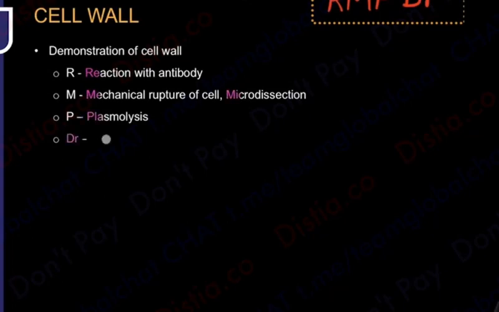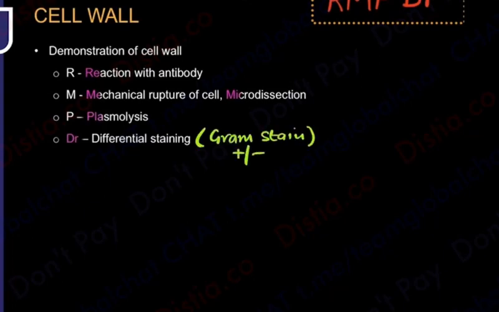What I do is doctor, that is differential staining. Differential staining means I do the gram stain to find out whether it is gram positive or negative. So what I'm actually doing is doctor. Differential staining is what I do.